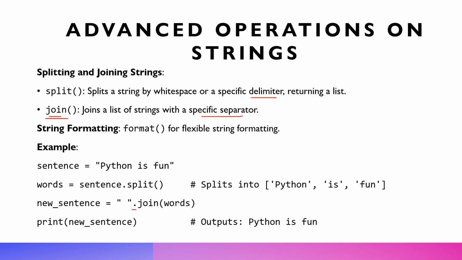To perform this join operation, in the code you need to mention the separator, which should be present in between the strings. Here we are providing white space as a separator. After running this code, we get "Python is fun", and in between them the white space is present. Instead of white space, if you provide a dash, then this dash is placed in between the substrings. Join method can also be used with any iterable like tuples, sets and other sequence types.